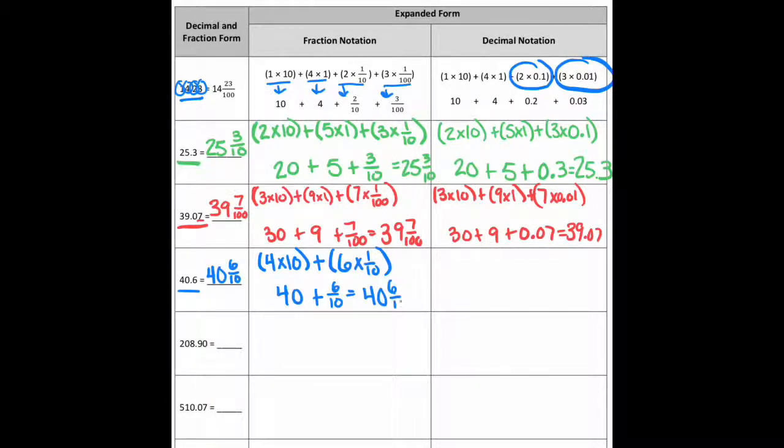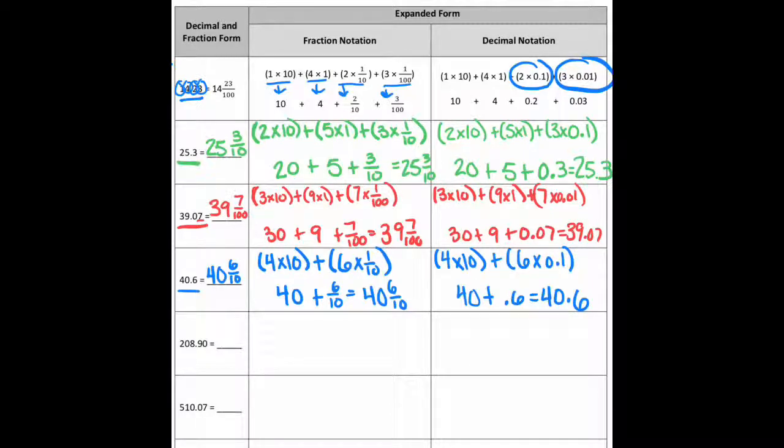And we're going to do the same over here to the right, but in decimal notation. So I'll get 4 times 10 plus 6 times 0.1. And that'll give you 40 plus 0.6, which will give you 40.6.